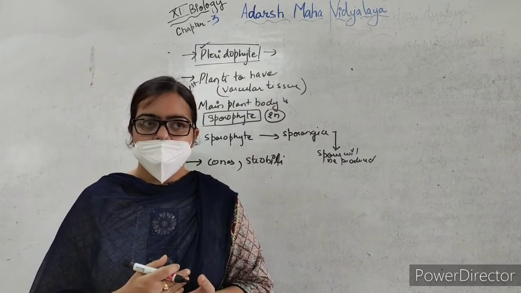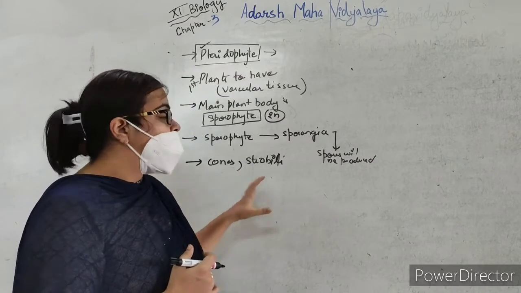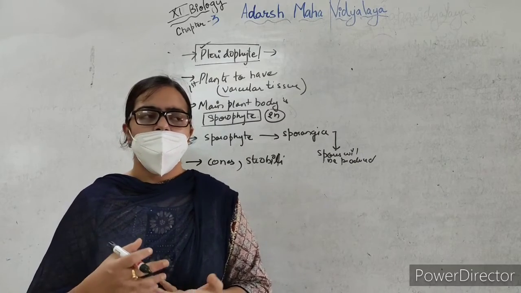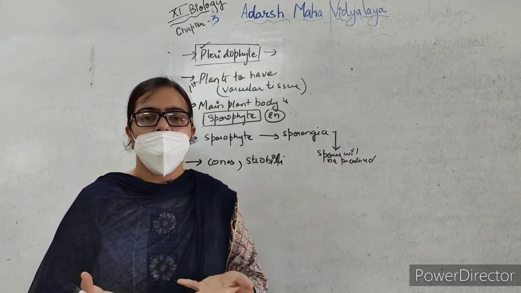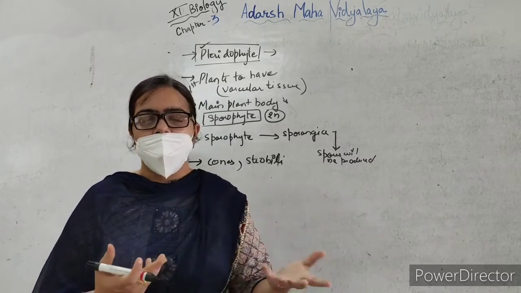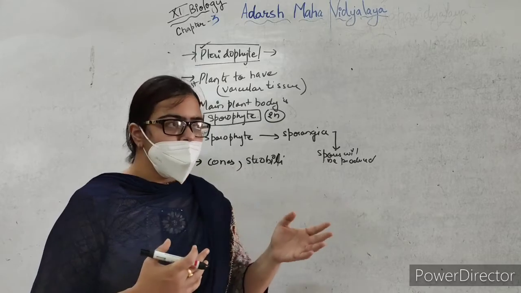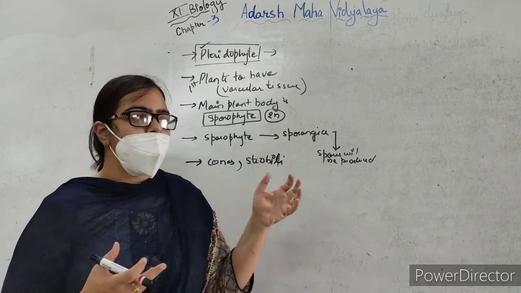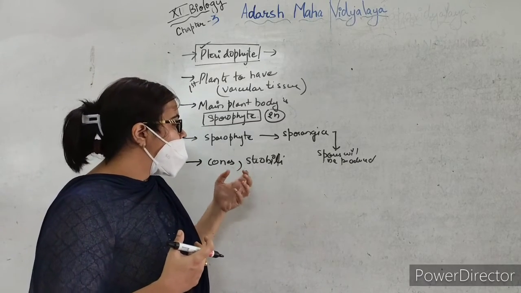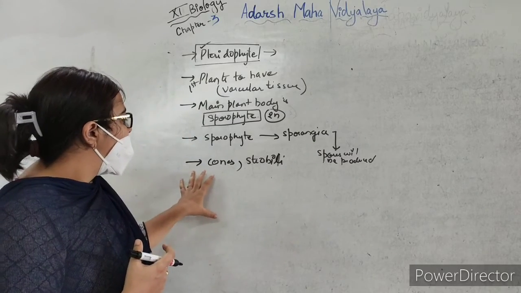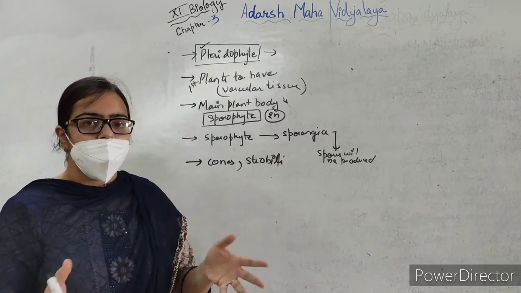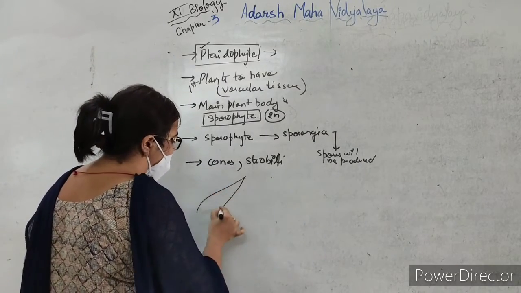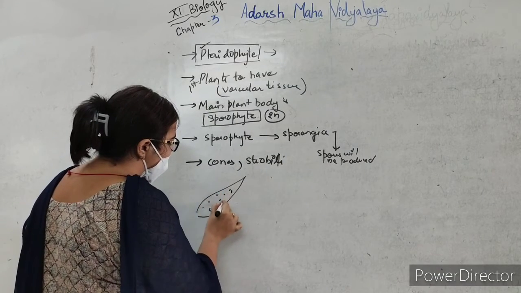Because they always require damp and moist places, these plants are not seen much in the terrestrial system. So these pteridophytes are not the dominant plants. We see mostly angiosperms, and because of the requirement of moist and shady places, these are not the dominant plants seen nowadays. Leaves will be present and they will have spores in them.